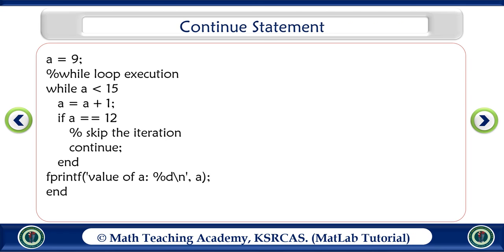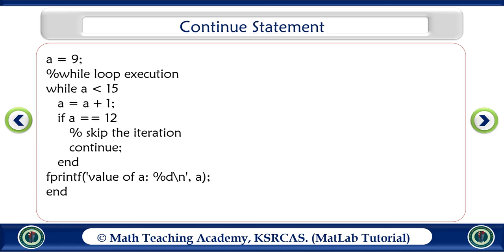So a = a + 1 is executed. The present value of a is 9, so 9 plus 1 becomes 10, and 10 is assigned to the variable a. And then the next command is if a == 12. The present value of a is 10, so 10 is compared with 12. 10 equal to 12 is not true. That is why the statements in between if and end are skipped. The control will transfer to the fprintf statement, so the value of a is printed on the screen. The value of a is 10, so 10 is printed on the screen.